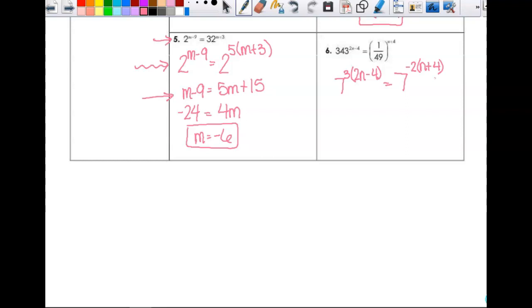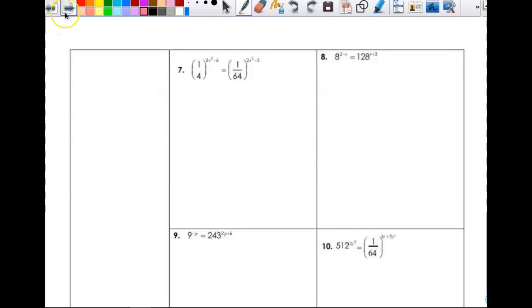Now that I have my common bases, I can take the exponents out. I'm going to distribute as I do that, and I get 6n minus 12 equals negative 2n minus 8. So I'll add 2n to both sides, so I get 8n equals 4. So n equals 1/2. We good? Awesome.